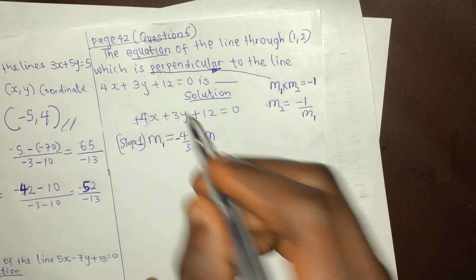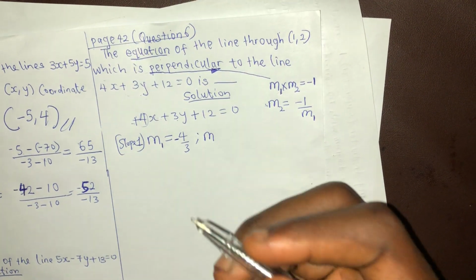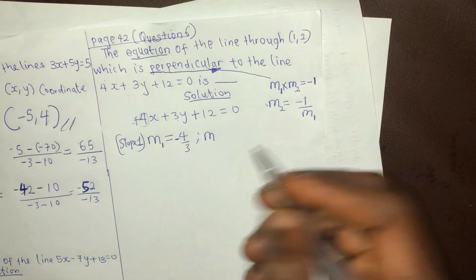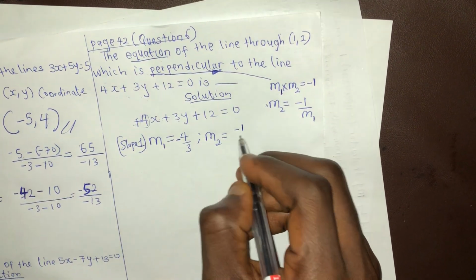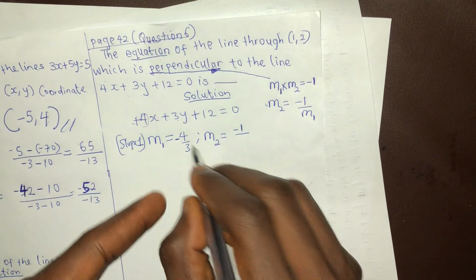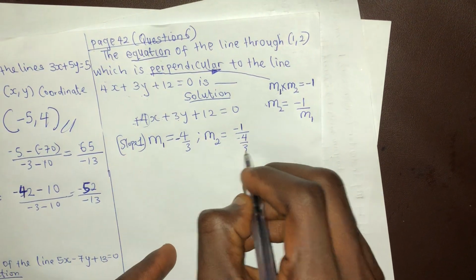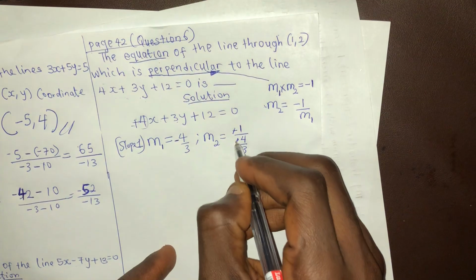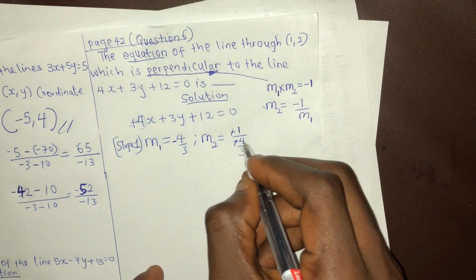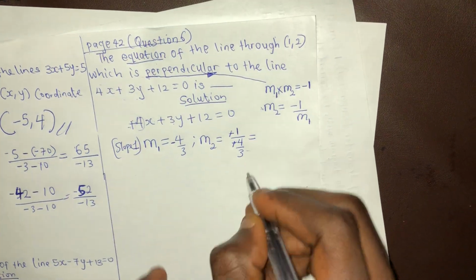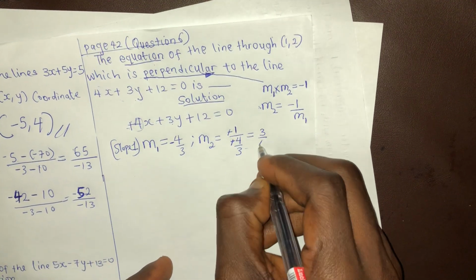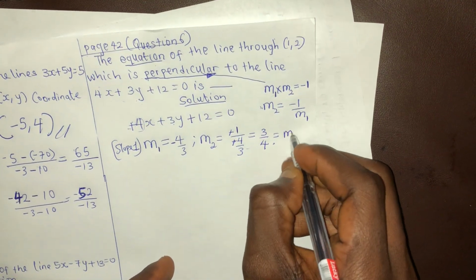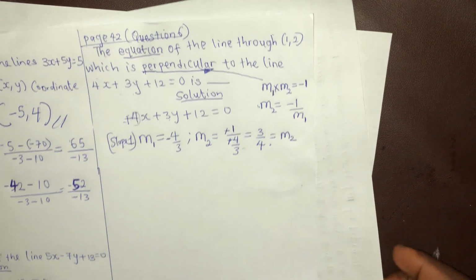So since we already know the slope, let us find the slope of the one we're about to find. Remember, they are perpendicular, they are not parallel. If they were parallel, the slope would be the same. So our m2 will be the negative inverse of our m1, which is minus 4 over 3. And since both of them have negative, minus cancels minus, just find the reciprocal of 4 over 3. That will become 3 over 4. And this is our m2. I believe it is clear.